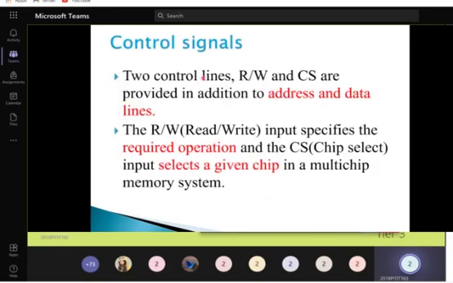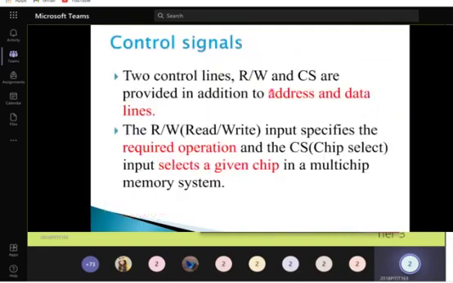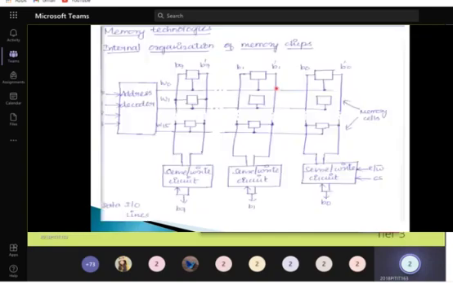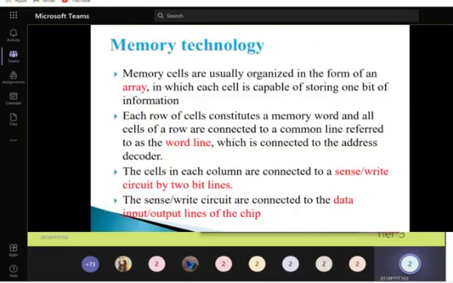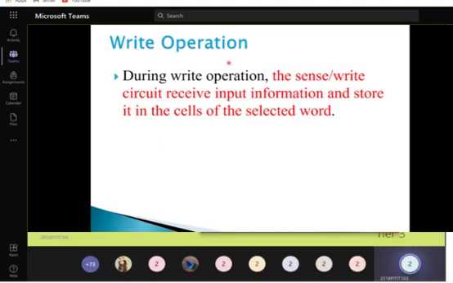That information will be stored in the cell. That information will be selected by this word line. What information is to be read will be transmitted to the data output lines. So what I want to read, the word line will be getting that, and that will be transmitted to the data output lines. And during the write operation, what happens?